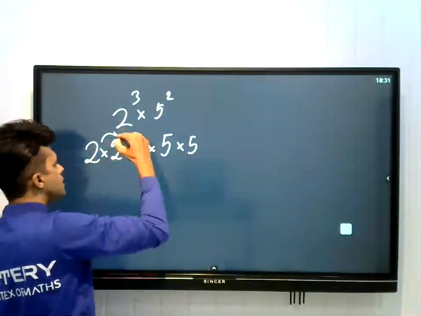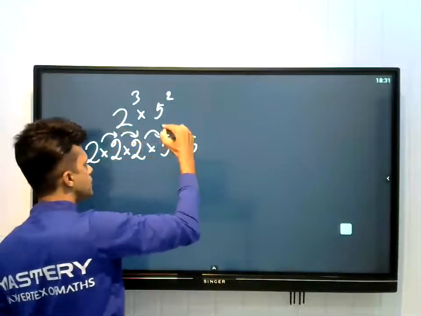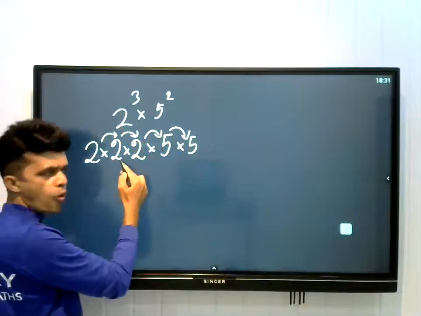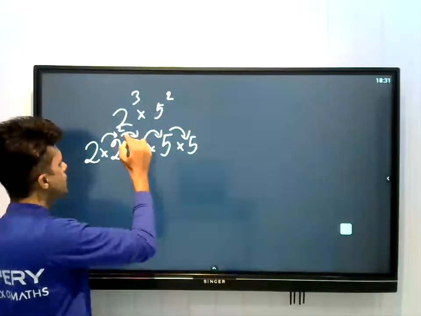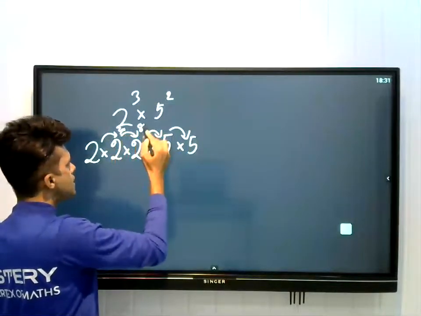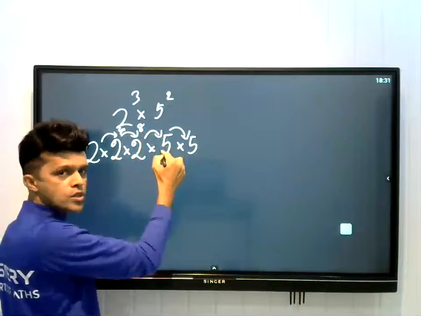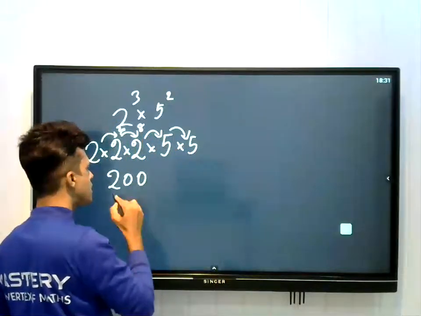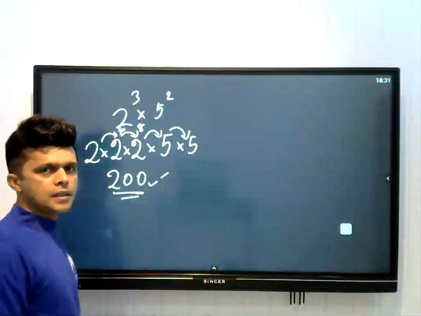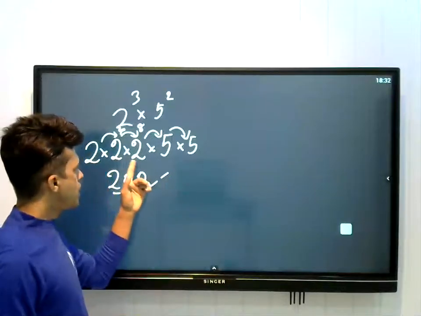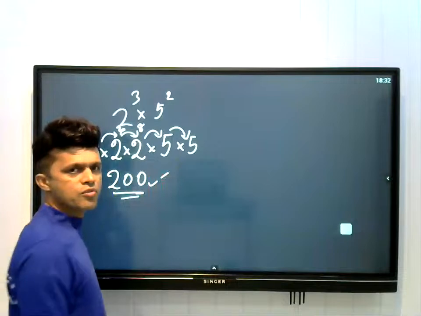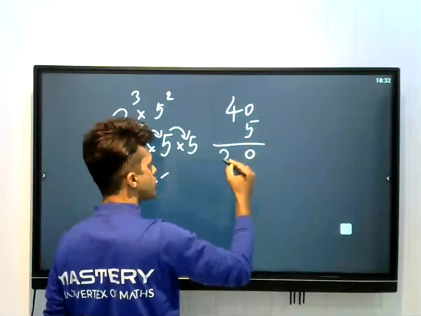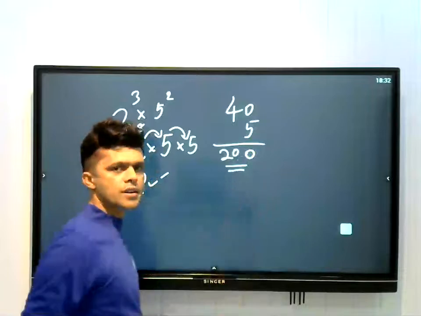Now you can multiply these values. 2 times 2 is 4. 4 times 2 is 8. 8 times 5 is 40. 40 times 5 is 200. 200 is the answer. 5 times 4 is 20, so 40 times 5 means 200. So the answer is 200.